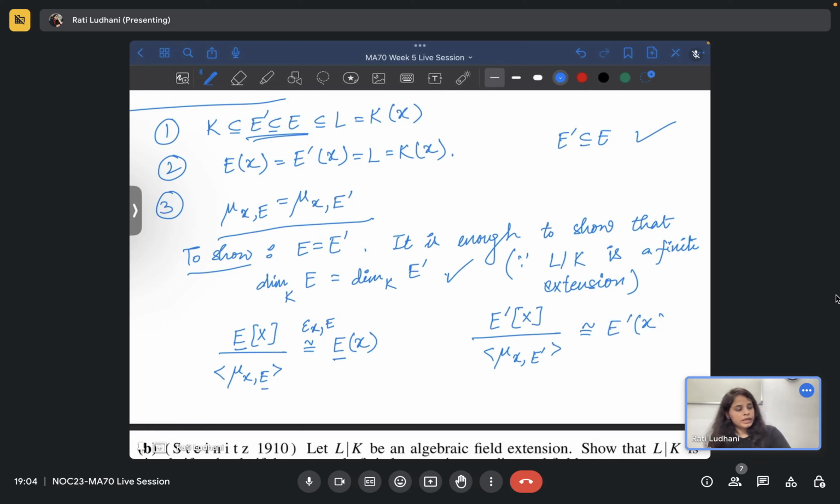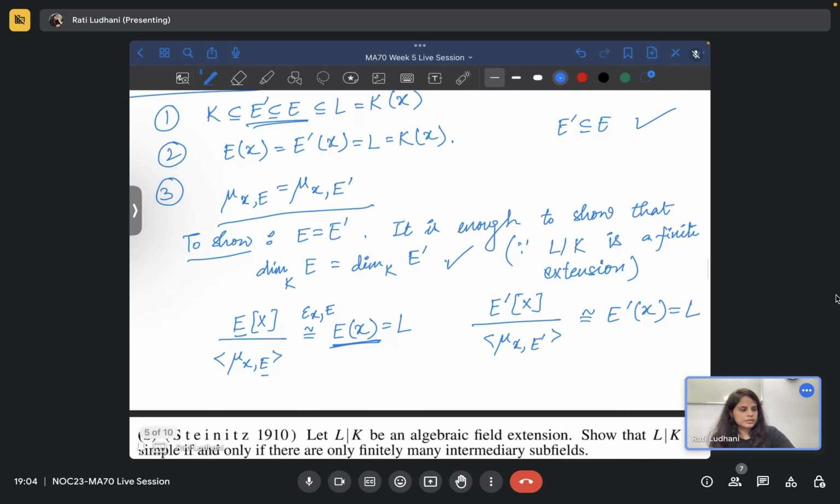Okay. And what is E[x]? E[x] is L. You already know that E dash[x] and E[x] are L. So this is isomorphic as K-algebras, sorry, E-algebras now. E-algebra isomorphism, E dash.